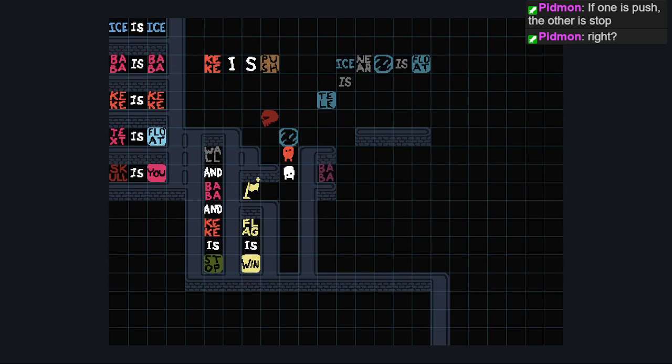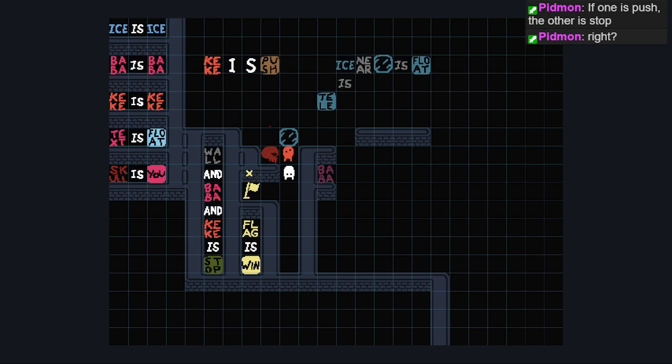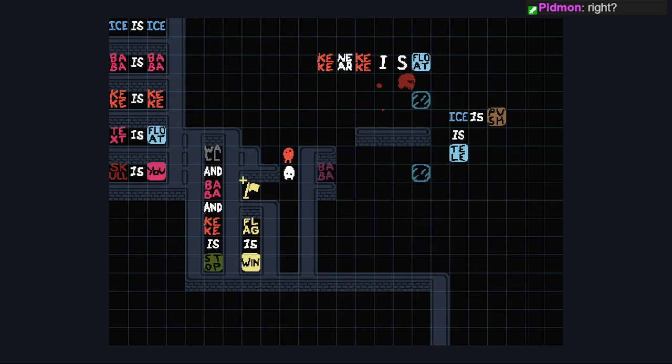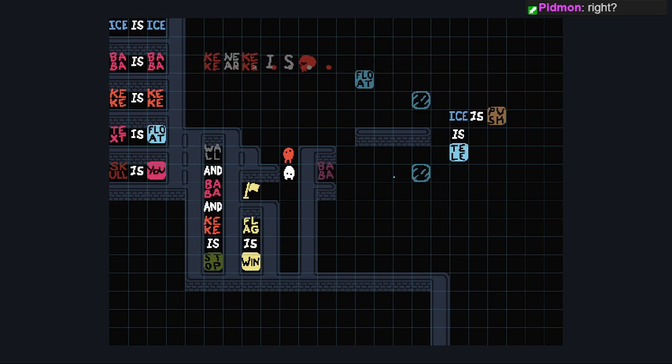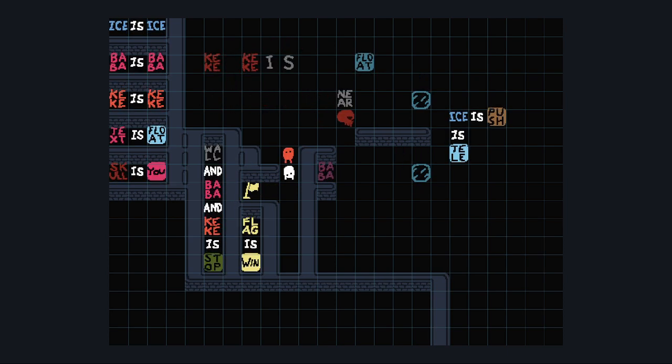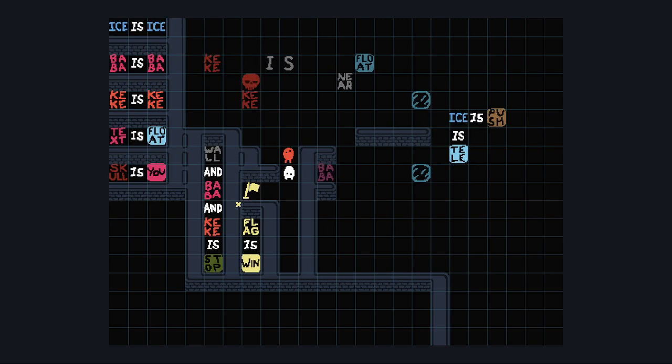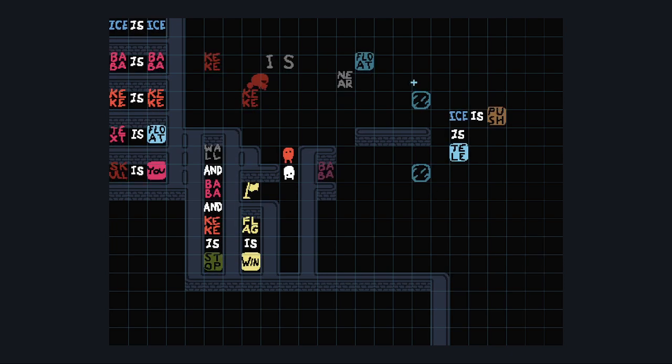If one is pushed, the other is stop, right? Right, they would both have to be push at the same time, which is what I was hoping for. Now it's going to take a long time for me to unrewind all that. I'll just do this. My idea was that if we can somehow stack KK is push and then have that be something that we can then move around, I was hoping to make Baba and KK push at the same time using that. I guess I still didn't fully mess with that idea, so it's still worth checking out just in case we can get it working.